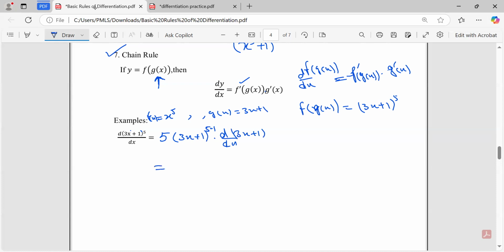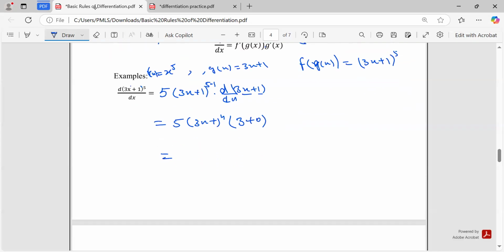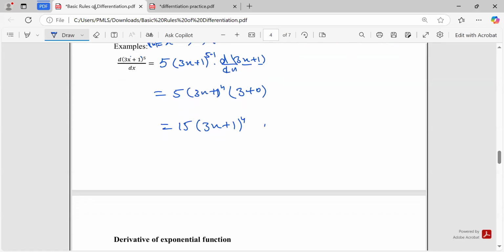So in this way, what will be the answer? It will be 5 times 3x plus 1 raised to power 4. The derivative of 3x is equal to 3, and the derivative of the constant is equal to 0. So after simplification, 3 multiplied by 5 is equal to 15, times 3x plus 1 raised to power 4. Here it is plus 1, not just plus. So this is the answer.